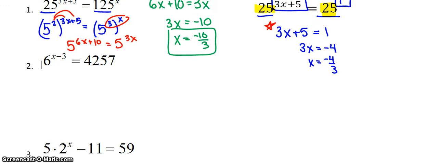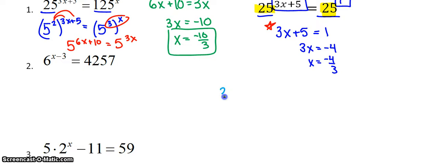Okay, so what happens if you cannot find a common base? Like I have a 6 here. I can't write that as 2 to any power. And I'll tell you right now that there's no power of 6 that equals 4,257. You can confirm that in your calculator again. So if I can't write it as a common base, I need another strategy to solve an exponential.